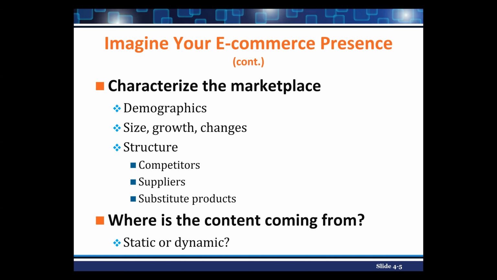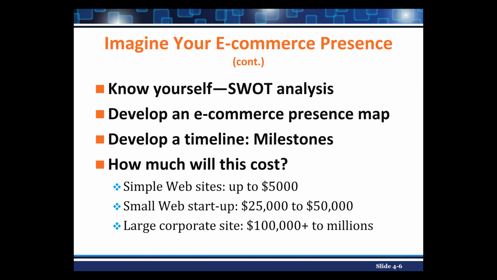After that, we talk about the marketplace or market space that you have. You have to think about the demographics for its size, growth, and changes, and also the surrounding structures and information like competitors, suppliers, and substitute products. Also, the next thing is the dynamicity, or steadiness, of the content that you provide on your market. Then you have to know yourself. We talk about SWOT analysis. And then we ended up with the e-commerce presence map. So today we will talk about these things more.